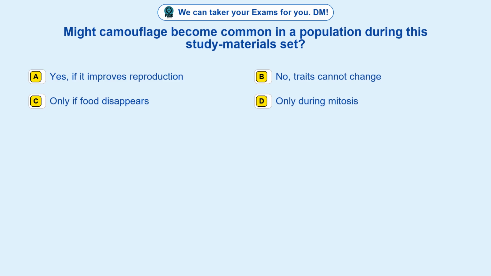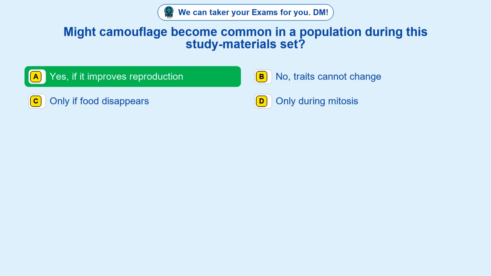Question 12. Might camouflage become common in a population during this study materials set? Option A. Yes, if it improves reproduction. Option B. No, traits cannot change. Option C. Only if food disappears. Option D. Only during mitosis.